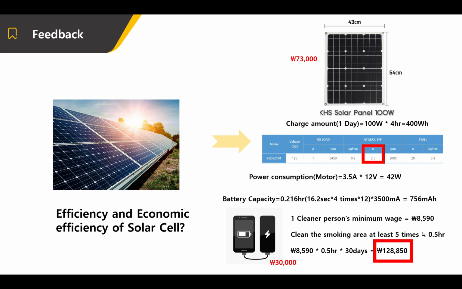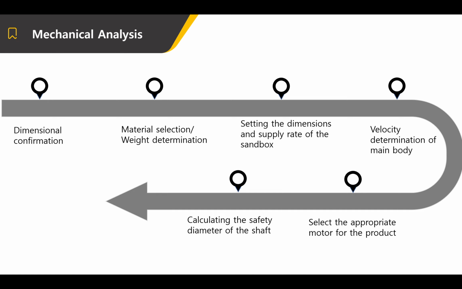This is the order of our mechanical analysis this week. We determined dimensions, materials, and loads. The most important consideration was the supply rate of the sandbox and the rotational speed of the ashtray main body. Once the above have been determined, the motor for the product can be selected and the appropriate diameter can be determined by the torque value of the motor.